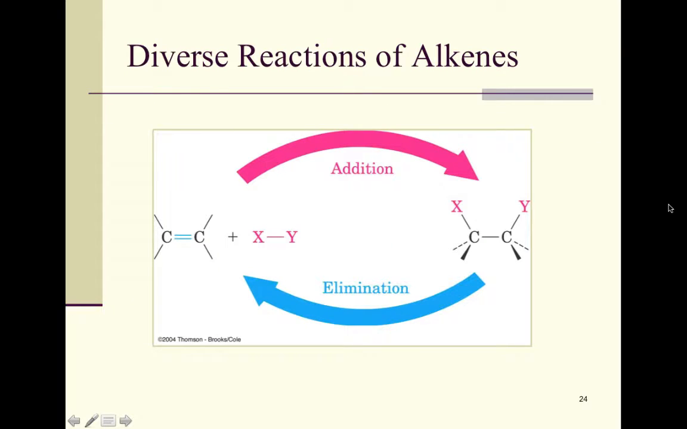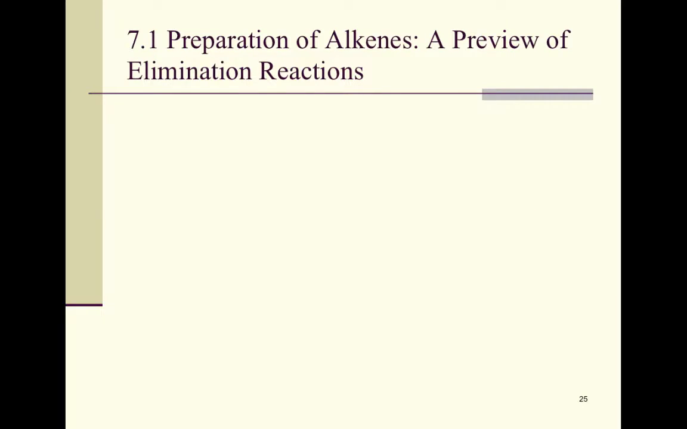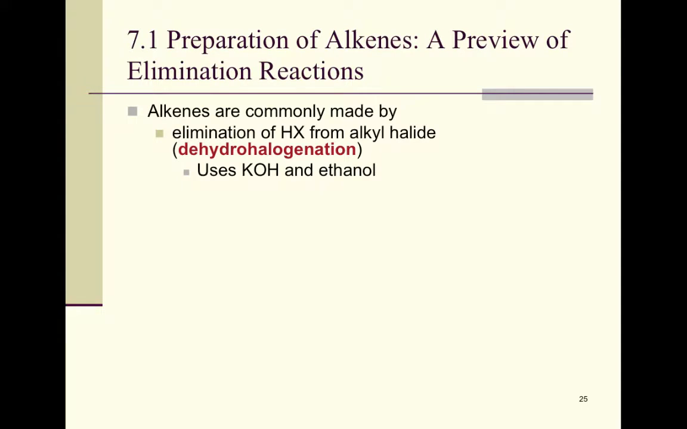Two reactions that alkenes undergo: they can undergo an addition reaction, or they can undergo an elimination reaction. So we're going to go ahead and take a preview at some elimination reactions before we get to the addition reactions. Alkenes are commonly made by the elimination of HX from an alkyl halide. This is known as dehydrohalogenation. This uses potassium hydroxide in ethanol.